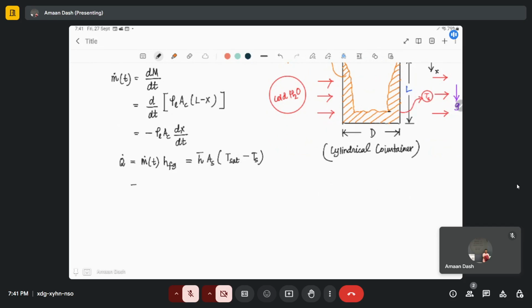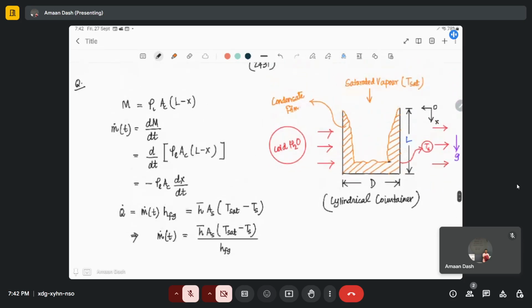Therefore, we can write m dot as h bar A_s times (T_sat minus T_s), whole divided by h_fg. Okay, so this is what we got for m dot.